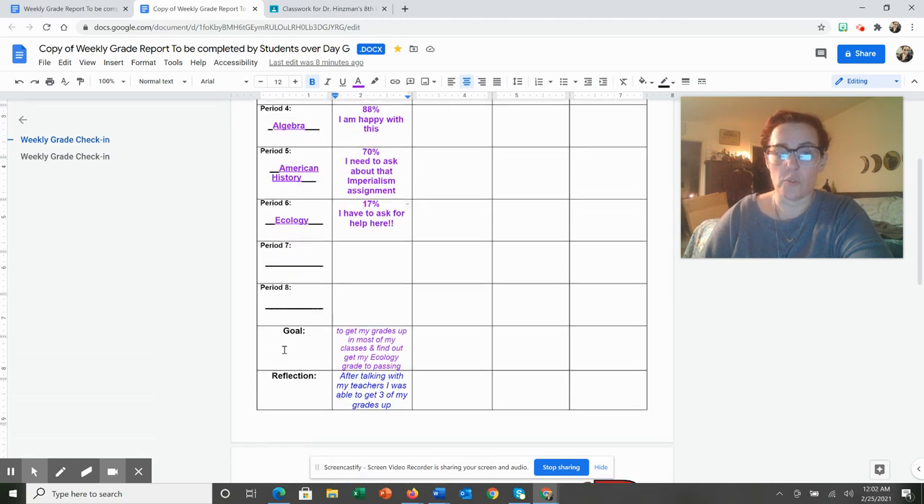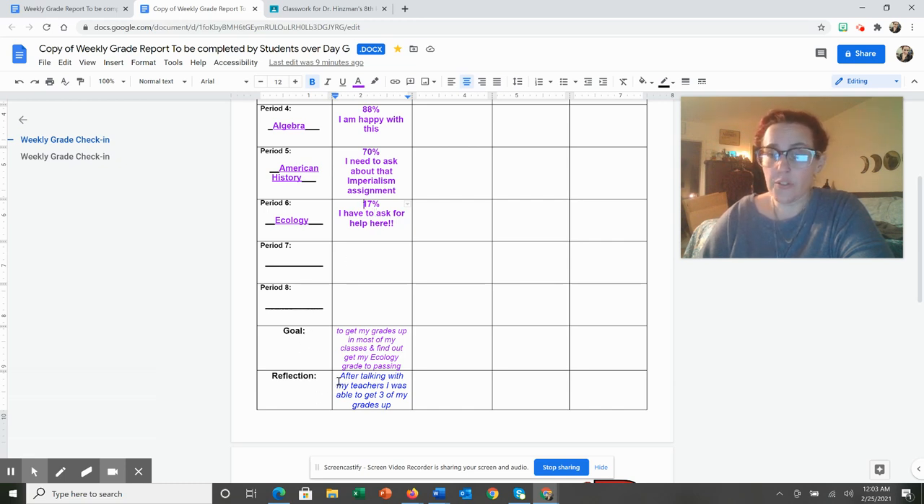So as you scroll down, the next step before day G is you would fill out your goal for day G to get your grades up, or whatever your goal is. So this student's goal is to get the grades up in most of my classes and find out what I need to do to get my ecology grade to passing, since that's the one that is so significantly low.